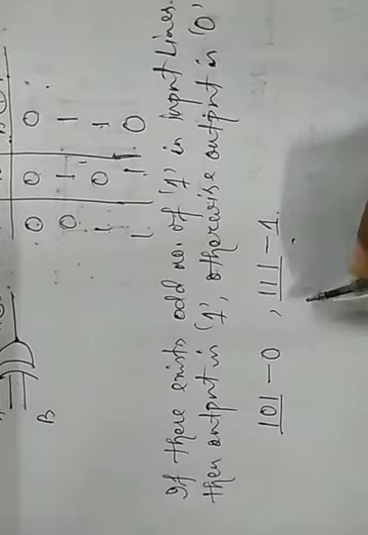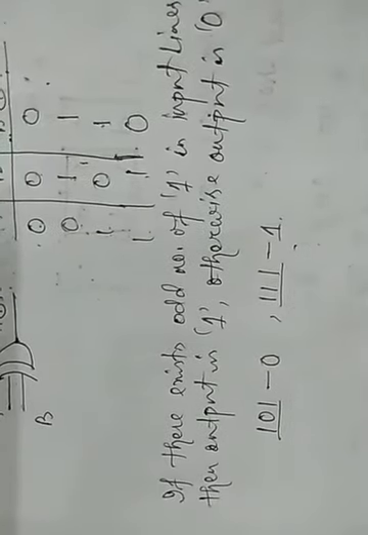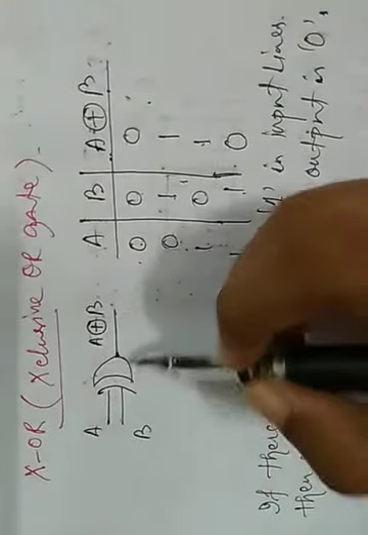So this 3 variables table should be created by yourself. Okay, this is our exclusive OR gate. This is the symbol of exclusive OR gate.